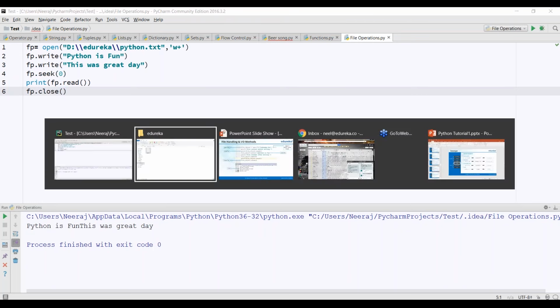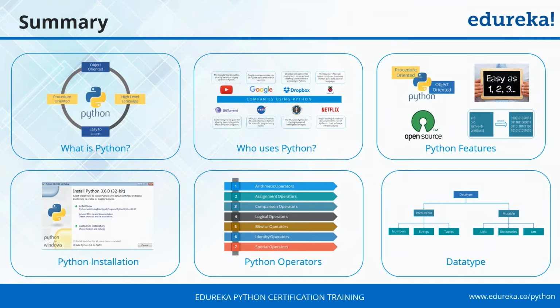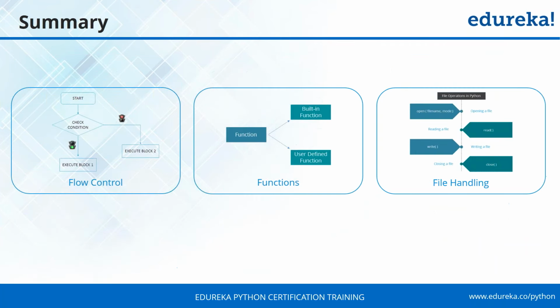Now don't worry, we'll be talking about file management in detail in our upcoming session. Now to summarize what we've learned today, we started off with an introduction to Python, then we moved on to understand who uses Python as well as the features of Python, then I helped you out with the Python installation, and then we saw the various Python operators. Then moving ahead, we saw the 7 different types of data present in Python, and then we saw how you can control the flow of a program in Python, as well as we wrote a user-defined function and we managed the file. So any questions with respect to today's session that I can help you clarify?